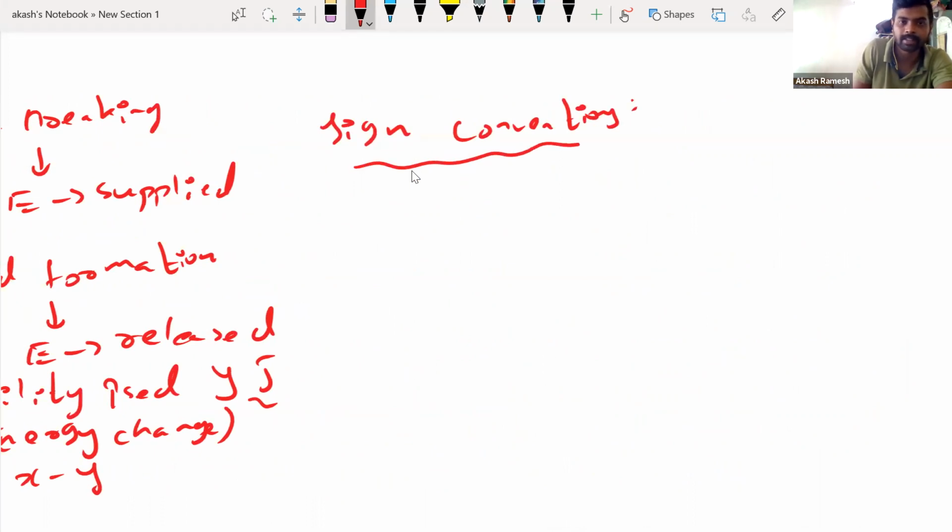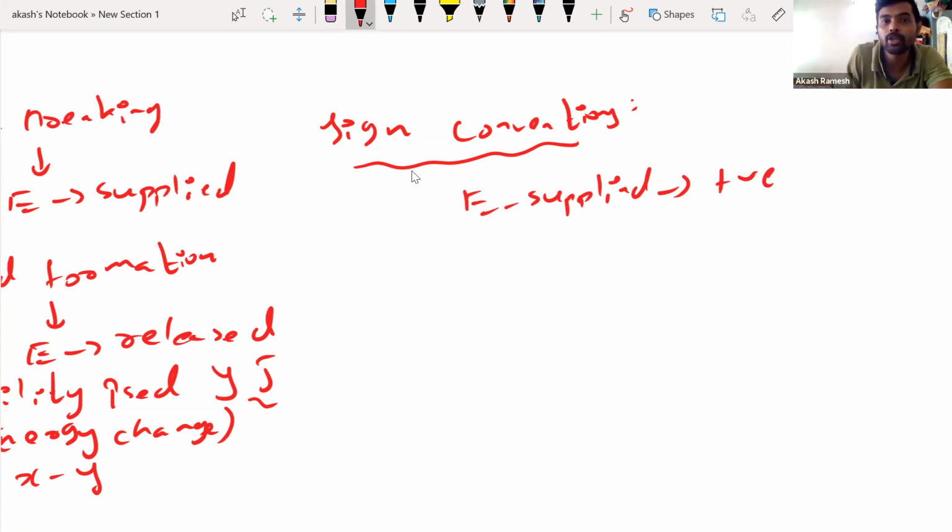There are some sign conventions we follow. What are the sign conventions? Please remember, whenever energy is absorbed or supplied, that value I give a positive value. Say I tell you that 20 joules of energy is absorbed. If I tell you that 20 joules of energy is getting absorbed, I write plus 20 joules. I give a positive value.